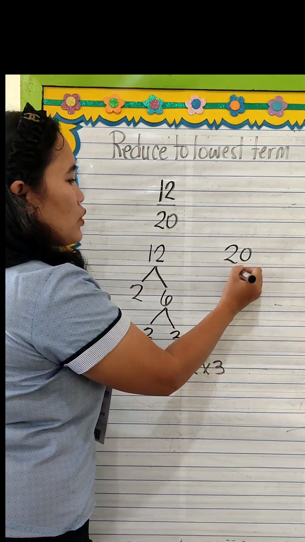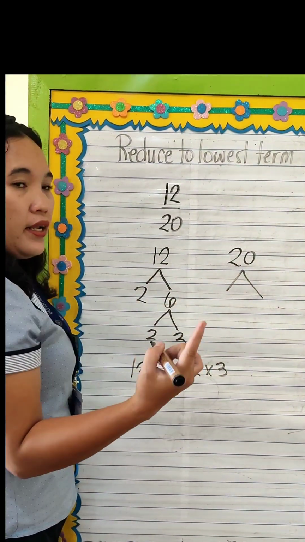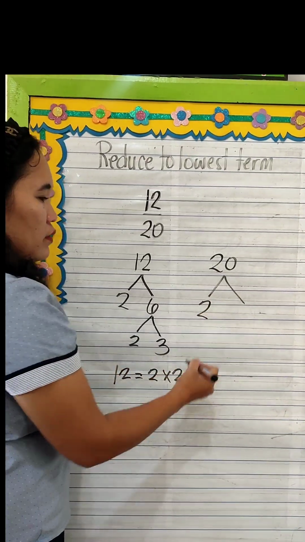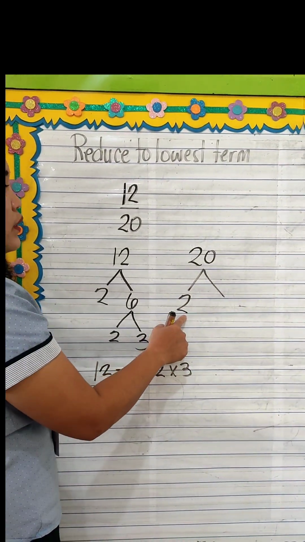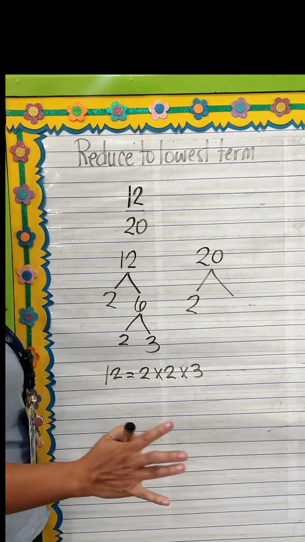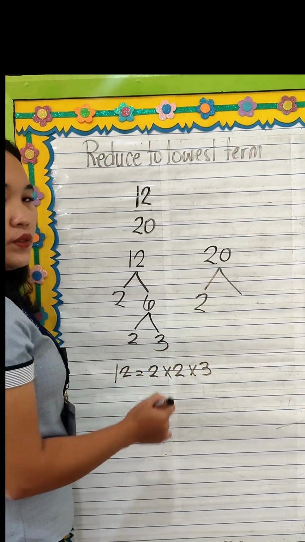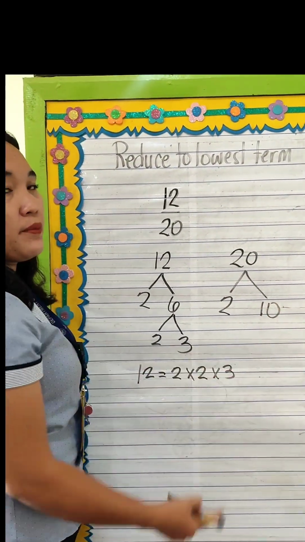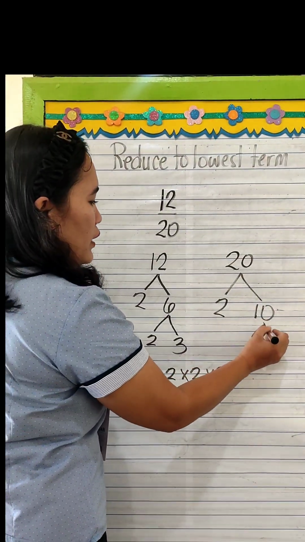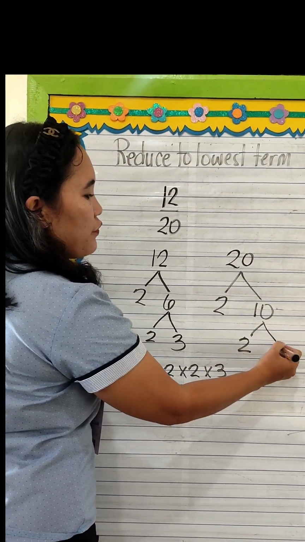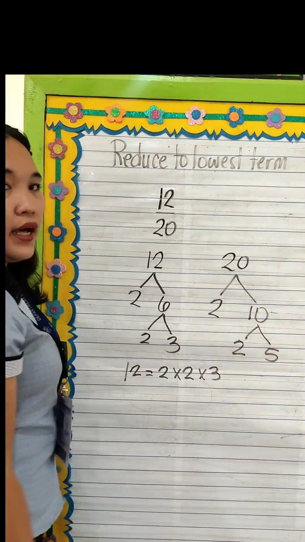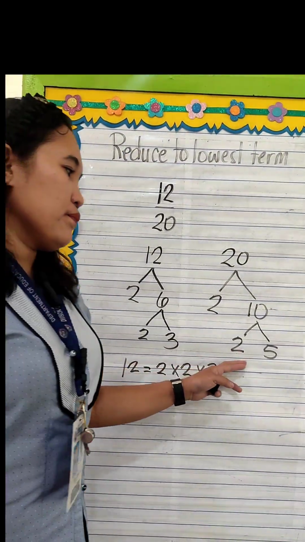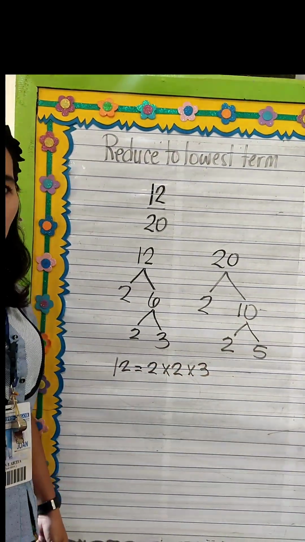Now let's start with 20. Again, always start with 2. Start with 2, and then we need to find a number that could be multiplied to 2 that will result to 20. And that number is 10. We all know that 10 can be factored by 2. So again, we need to factor it by 2. And 5 is the number that will result to 10 if multiplied to 2.